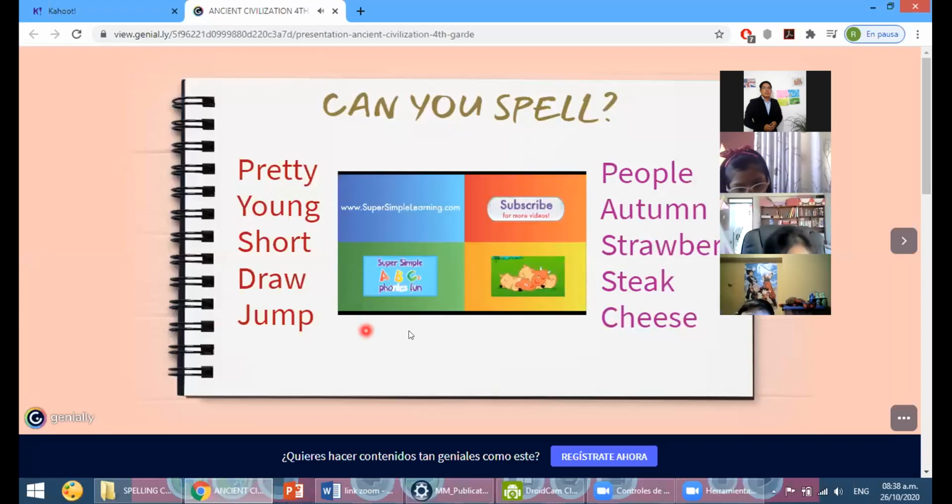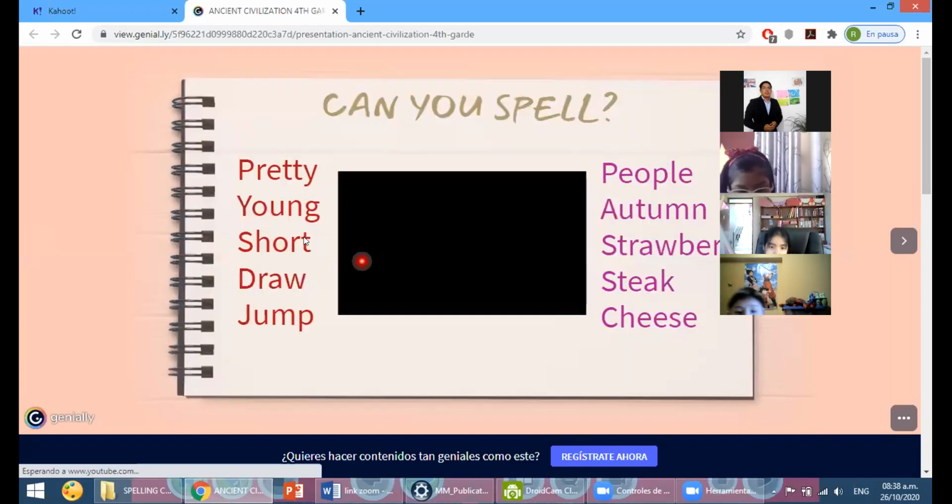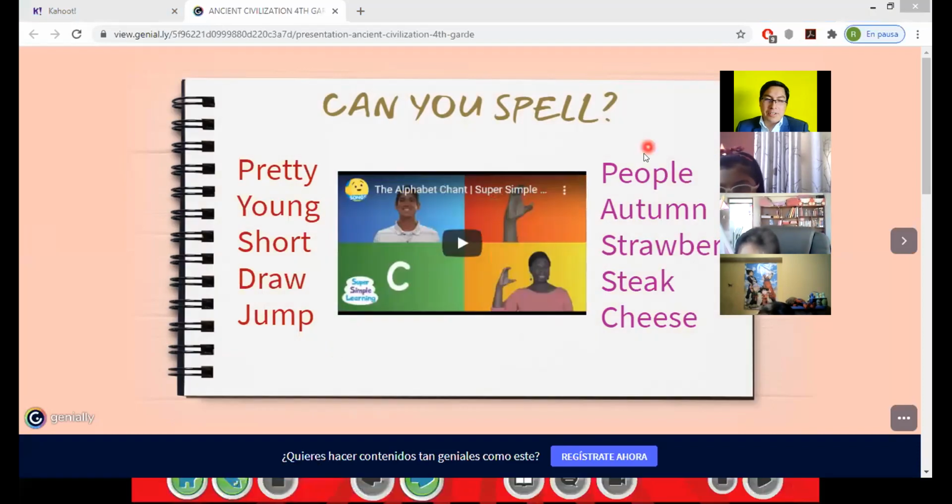Good. Please. Now, we are going to spell the words, okay? Let's spell the words. Please, I need some volunteers. Raise your hand. We are going to spell the words. Okay, these words. Raise your hand.